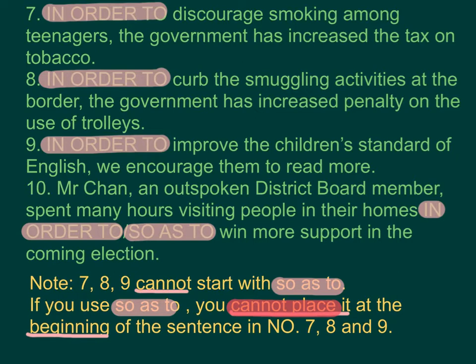Number 10. Mr. Chan, an outspoken district board member, spent many hours visiting people in their homes in order to, or so as to, win more support in the coming election. Note: number 7, 8, and 9 cannot start with so as to. If you use so as to, you cannot place it at the beginning of the sentence in number 7, 8, and 9.